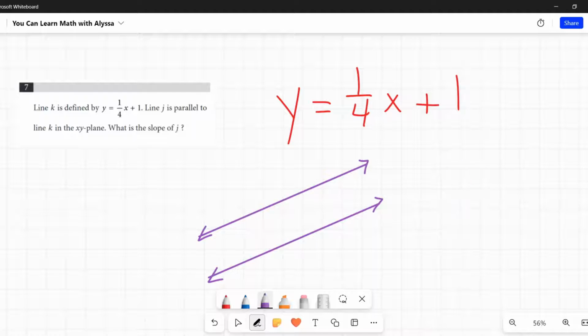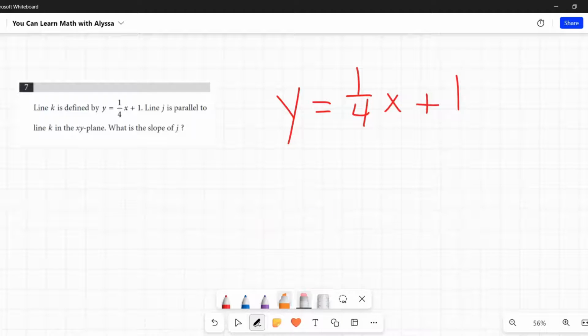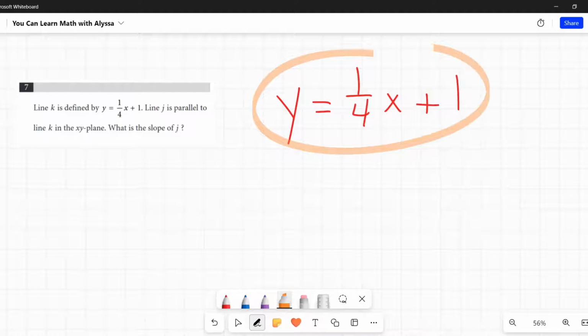No, it's saying that if this line has a slope of 3/2, I don't know if it does, I'm just picking a random number, then this line that's parallel to it would have that same slope of 3/2. So, since it says that line J is parallel to line K, whatever slope line K has, line J will also have. So I need to look at this equation they provided and say, what is the slope?